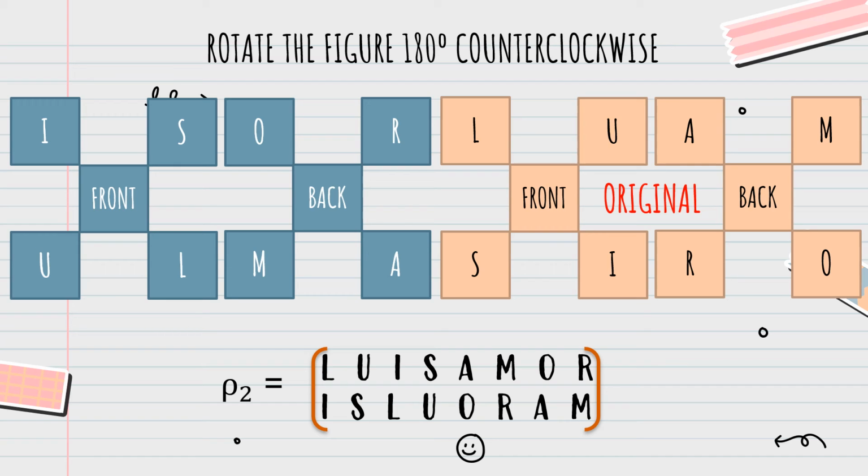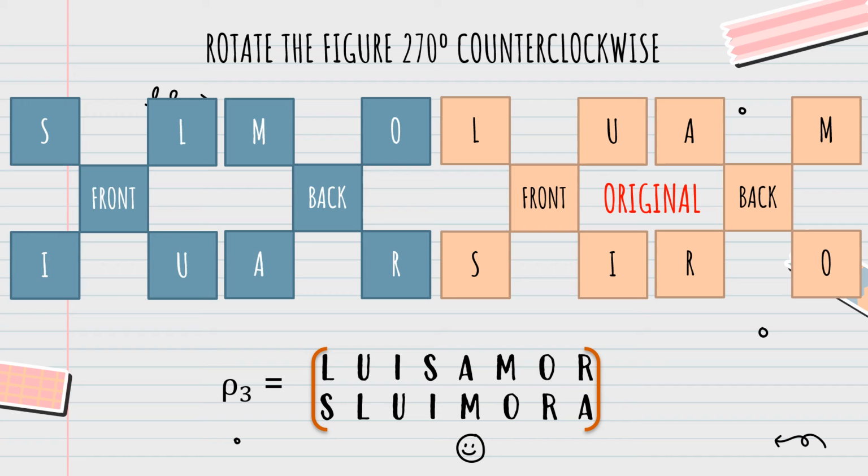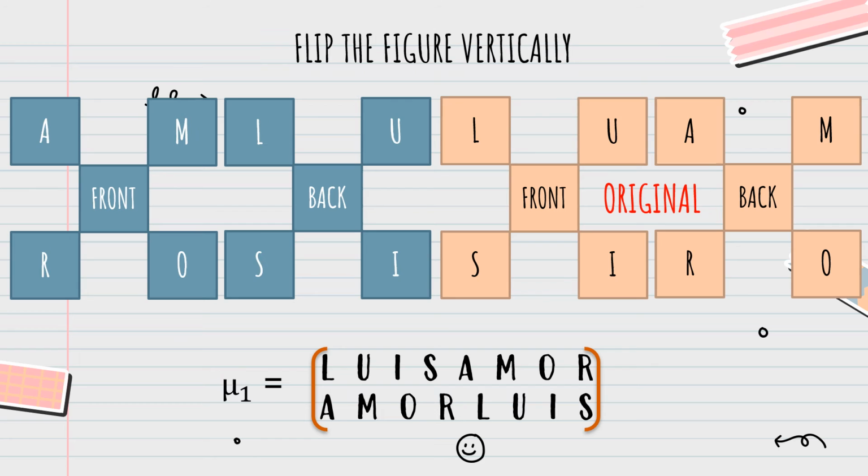And this will now be our rho sub 2 since it is also a rotation. Next, when the figure is rotated 270 degrees counterclockwise, the second row will contain the elements S, L, U, I, M, O, R, and A, and that will be our rho sub 3.